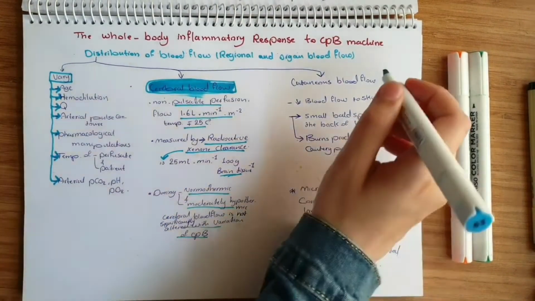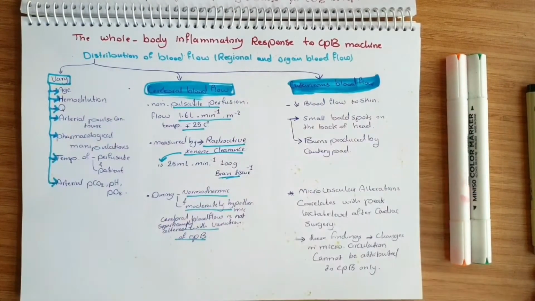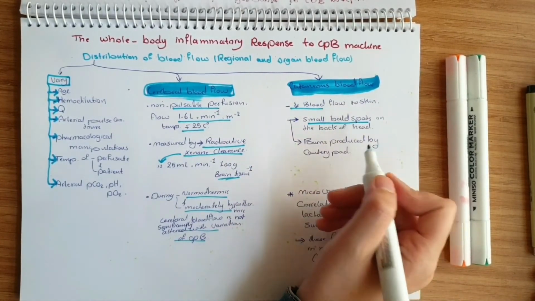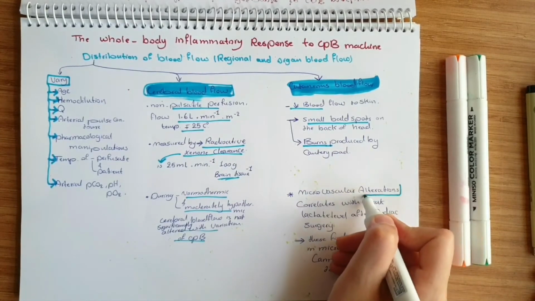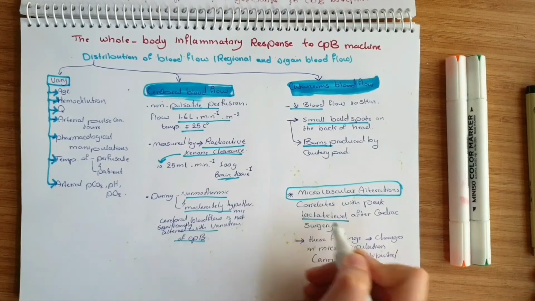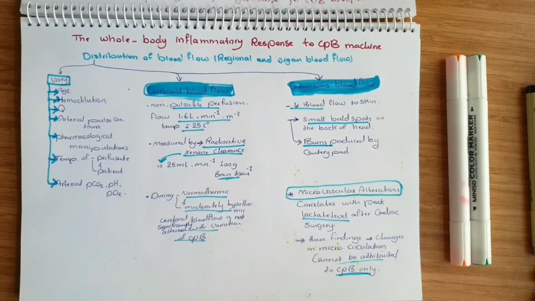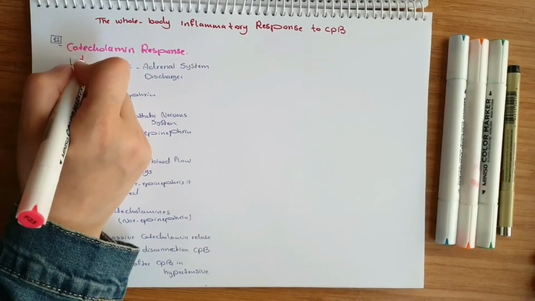Then we have the cutaneous blood flow. The blood flow to the skin is decreased. That's why the complications are small bald spots on the back of the head and bands easily produced by cautery. But then we have the microvascular alteration, which is affected by peak lactate level, and this finding is not specifically correlated to the machine.